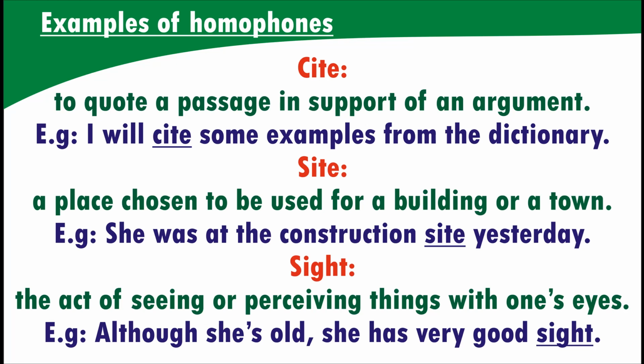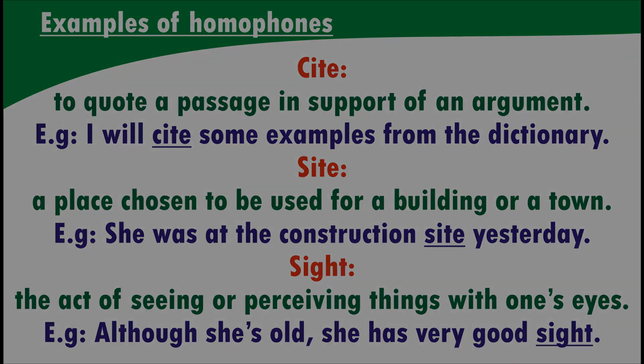The second one, S-I-T-E. It is a noun, and sometimes it can also be used as a verb. A place chosen to be used for a building or a town. E.g., she was at the construction site yesterday. The third one, S-I-G-H-T. It is a noun, but sometimes can be used as a verb. It means the act of seeing or perceiving things with one's eyes. Example, although she is old, she still has very good sight. So, cite, site, sight. The three of them are pronounced the same way.